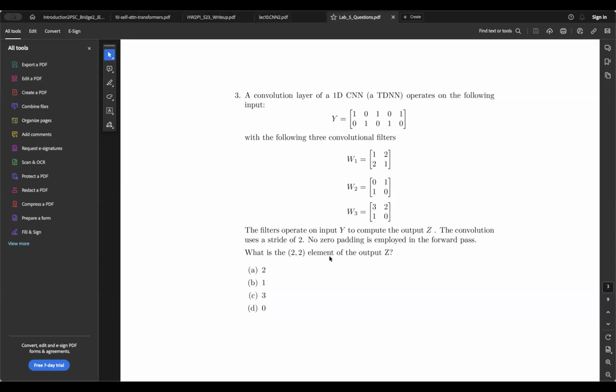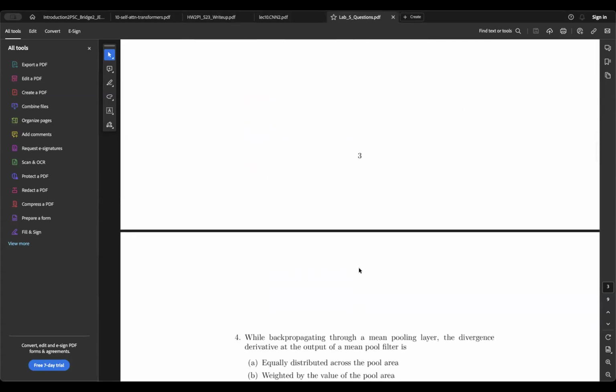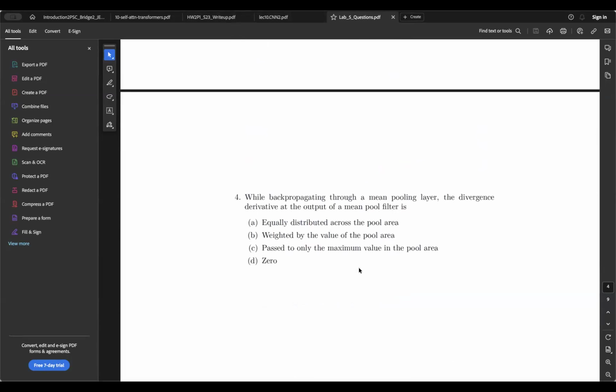Does anyone have the answer? Zero. Yes, I think it's 0. So I think this is just similar to the first question that we had. I don't think there's much difference. So you can use the procedure that we used to calculate the answer for the first question to obtain the answer here. So I think we can move forward to number 4, which should be straightforward.